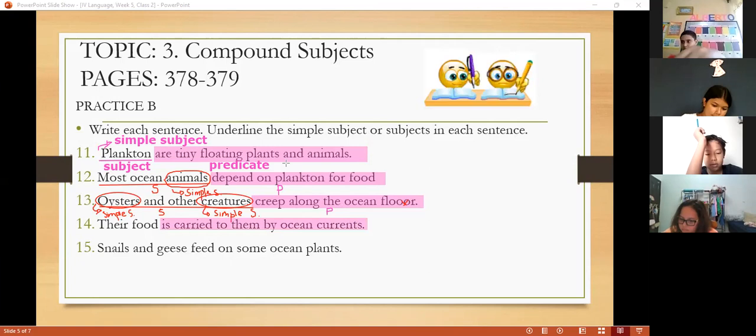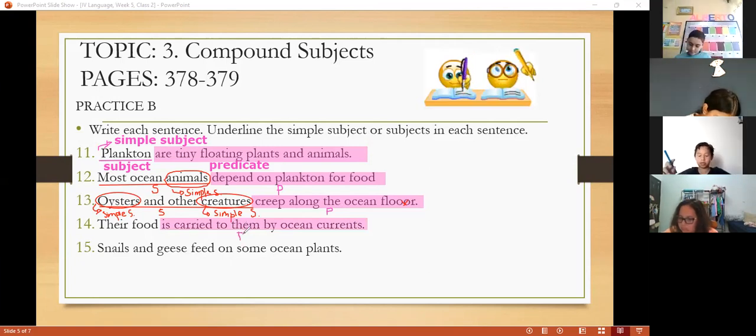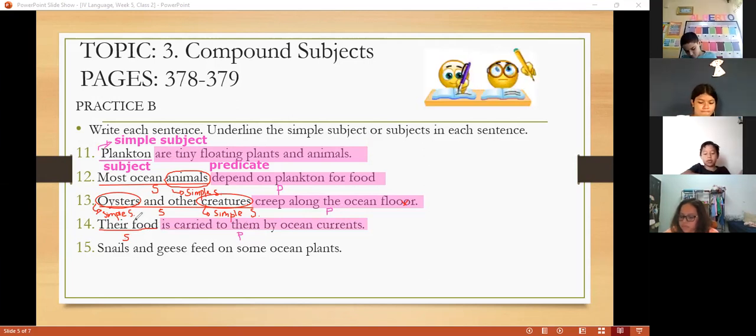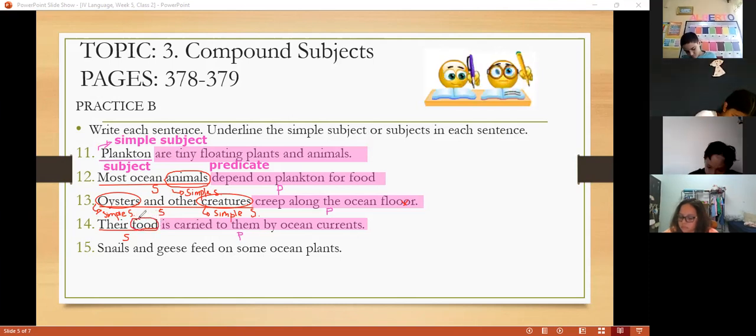So this is the predicate. And the subject, as Lucia says, is their food. Just that. This is the subject. Now, in the subject, identify the simple subject, class, the most important word. Food. So you circle food, and you know that this is the simple subject.